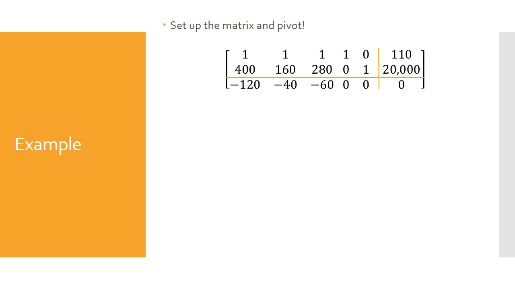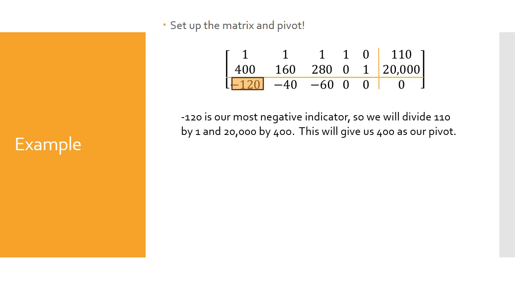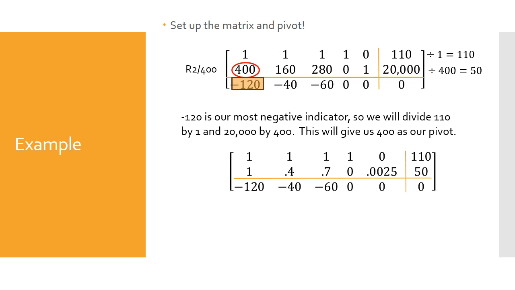We're going to use the column that has negative 120 as the last entry because that is the most negative number. We are going to divide the ends of the rows by 1 and by 400. And then since 50 is the smaller of the two quotients, that indicates we're going to use 400 as our pivot. We're going to divide row 2 by 400, or since you're doing this in your calculator, you're going to multiply row 2 by 1 over 400, and that will convert that 400 to 1. And there we have it.